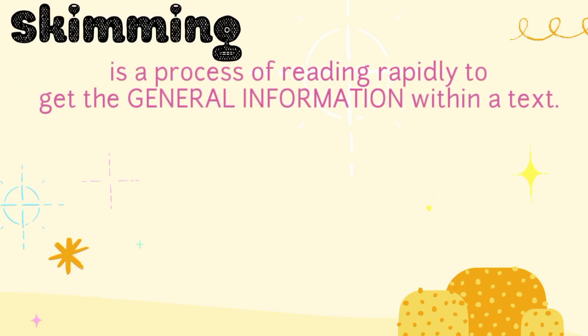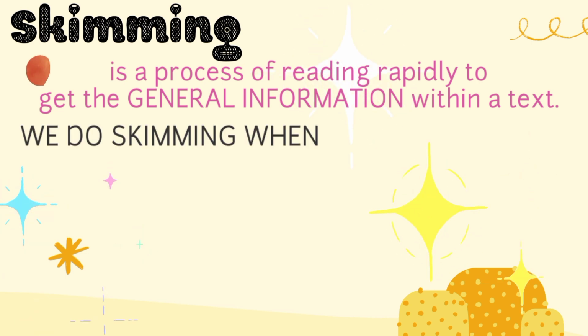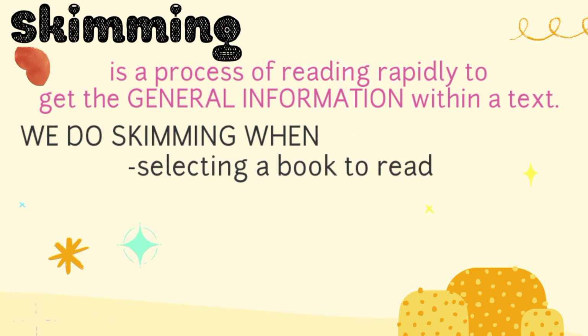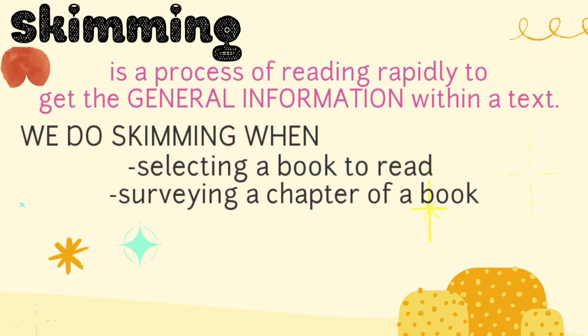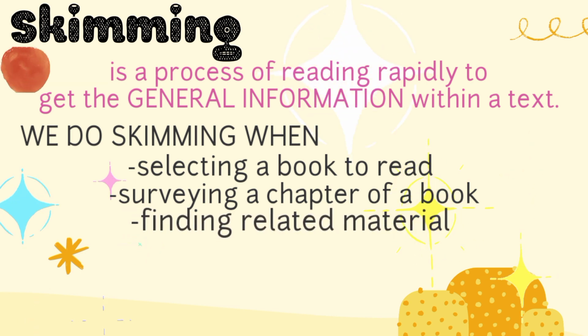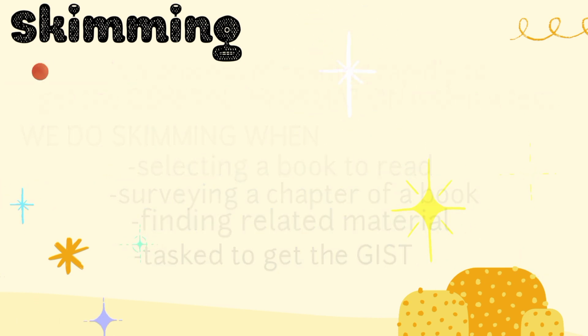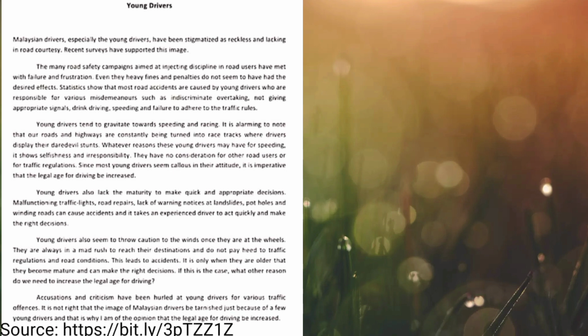Skimming is a process of reading rapidly to get the general information within the text. We use skimming when we select a book to read, survey a chapter of a book before reading it thoroughly, find appropriate material to use in a research, or when we are just tasked to get the gist of a text or an article. When skimming the text, we read before we start skimming.